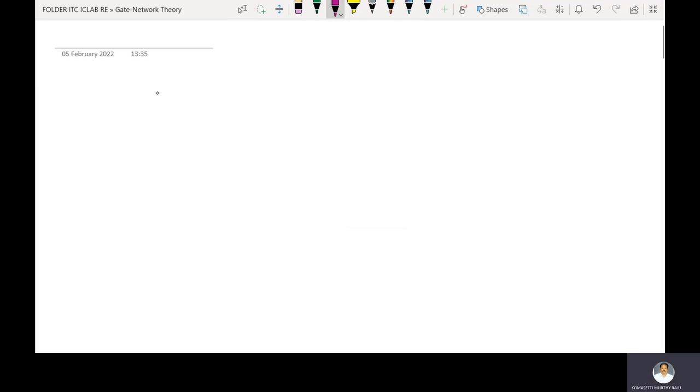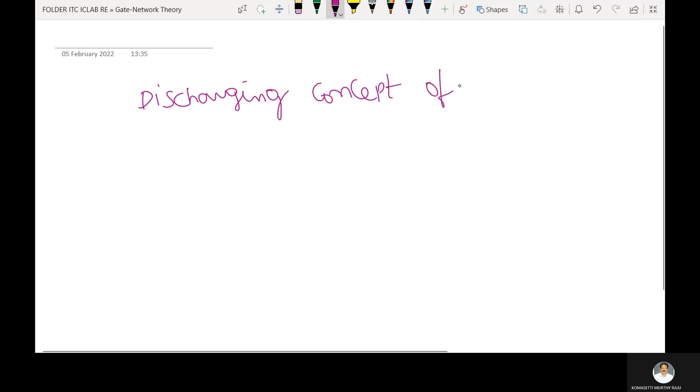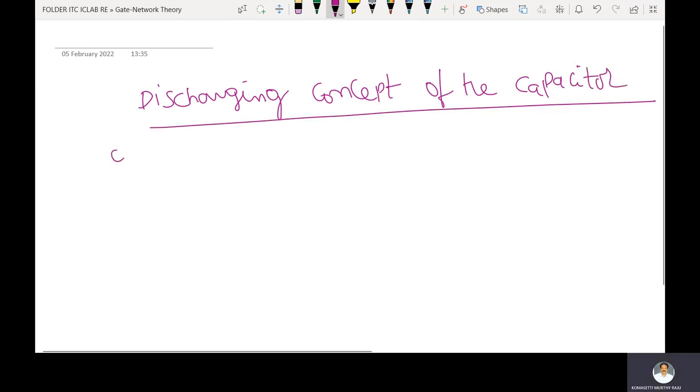In this video, I am going to explain the discharging concept of the capacitor. First one, circuit diagram.